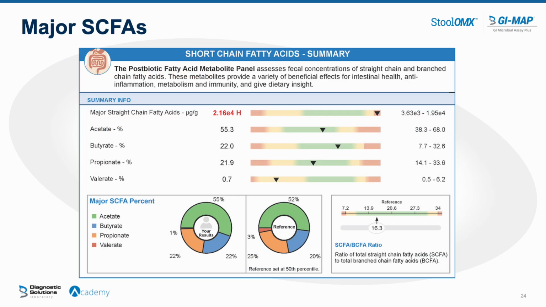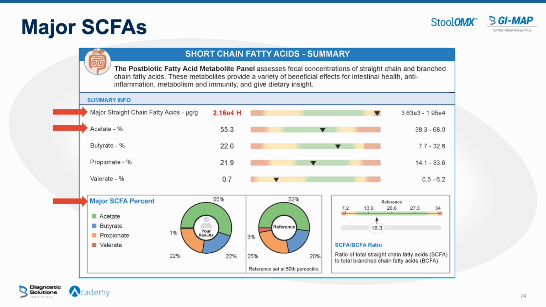Here is another look at page 1 of the StoolOMX add-on, where you can see the percentages of these individual straight chain fatty acids represented in the bar graph, as well as in the donut chart at the bottom. And then we also see the total concentration here.